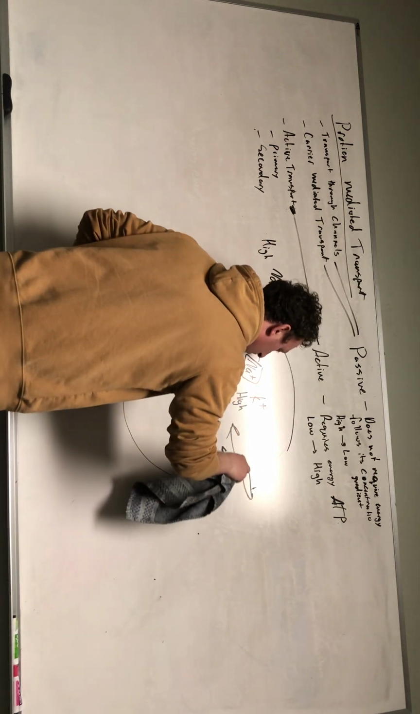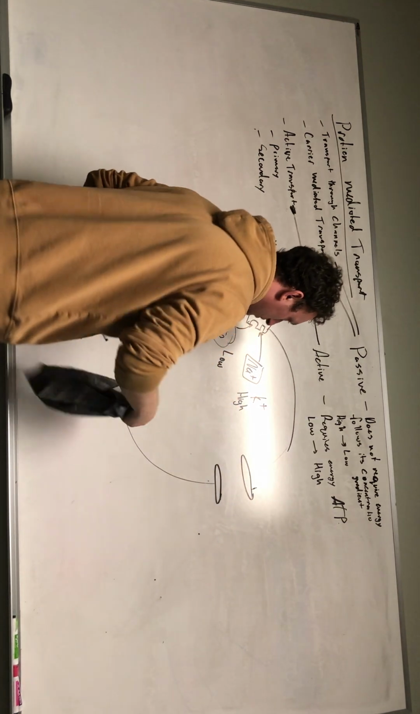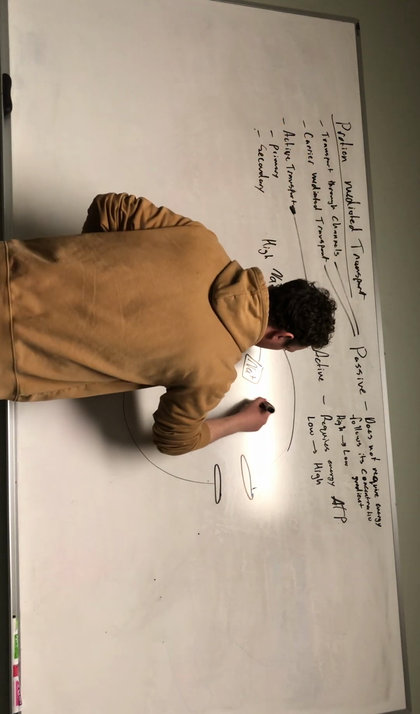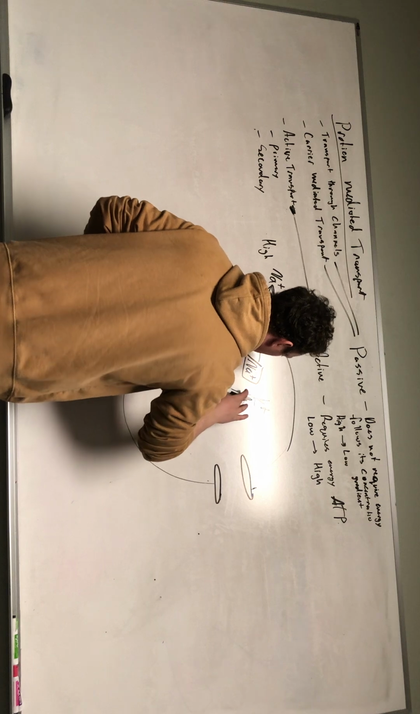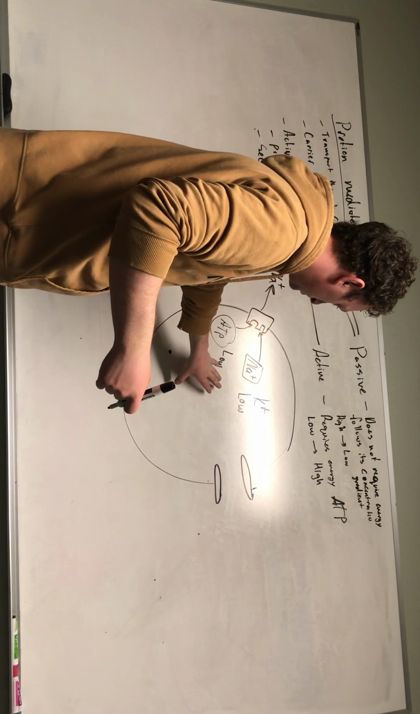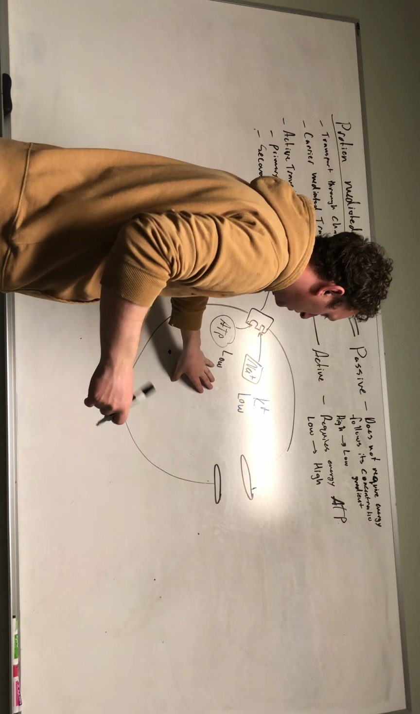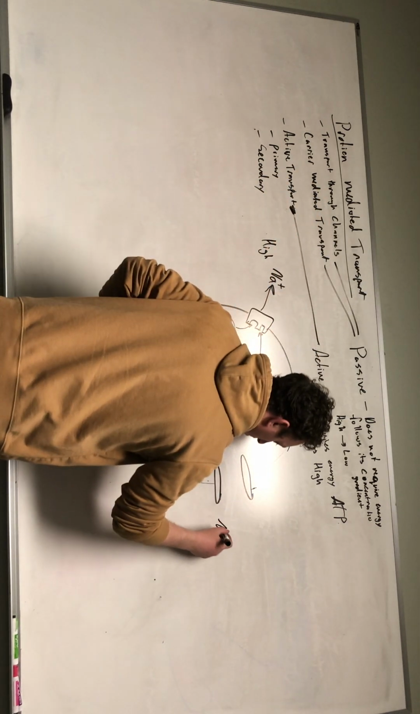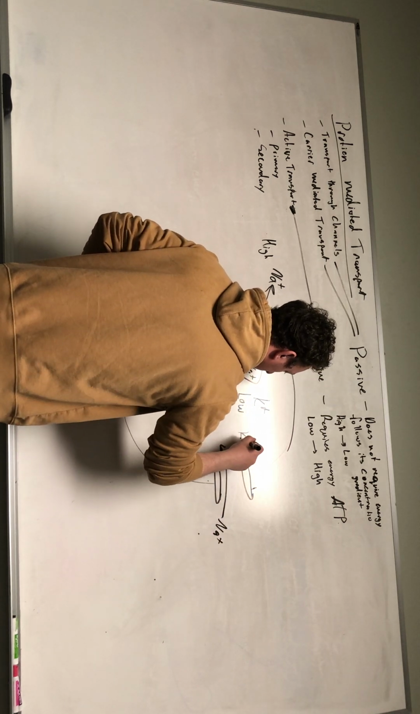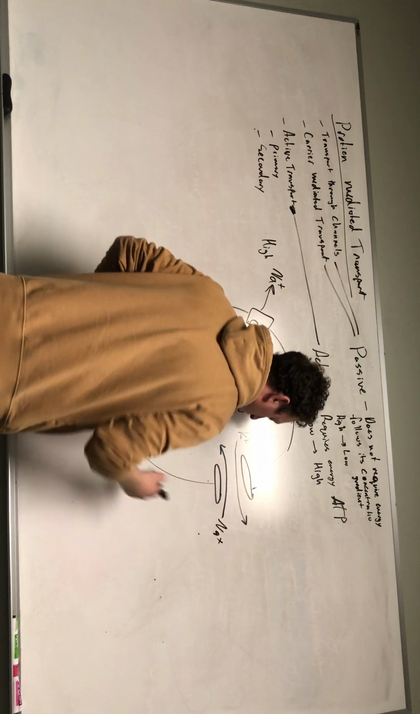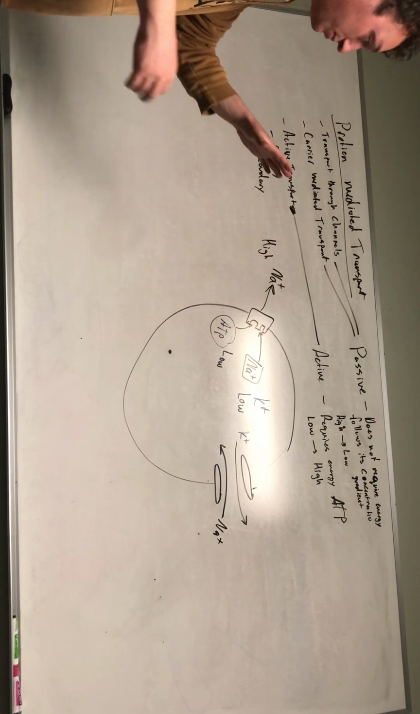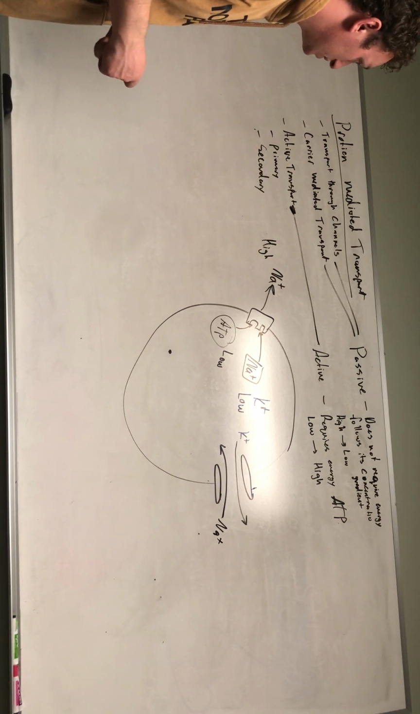Let's erase that real quick. Where, let's say potassium is actually low inside, and then again our sodium is still low on the inside as well. And you have sodium that will come into the cell, but potassium that will come out of the cell. And that's a couple different ways to do secondary active transport.